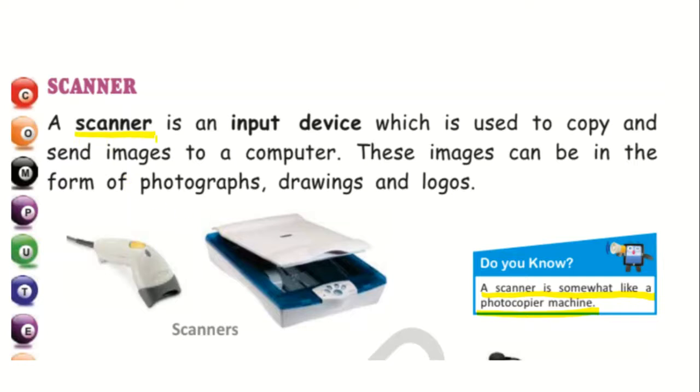A scanner is an input device which is used to copy and send images to a computer. And these images can be in the form of photographs, drawings or logos. So how is a scanner used? Scanner is used to convert the text or an image to its electronic representation that we can view on the monitor. And these scanned images can be used in different documents also.